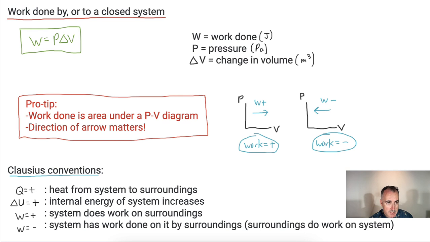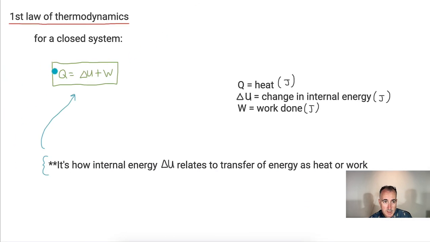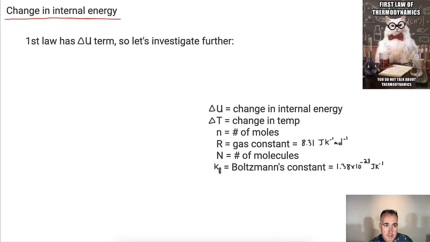So this, I think, is the key piece right here, just to understand and put everything together. We're going to need these. These are the absolute basics of what we need. Okay, so again, work is pressure times a change in volume, and we have Q equals delta U plus W. So let's go in and investigate the change in internal energy.